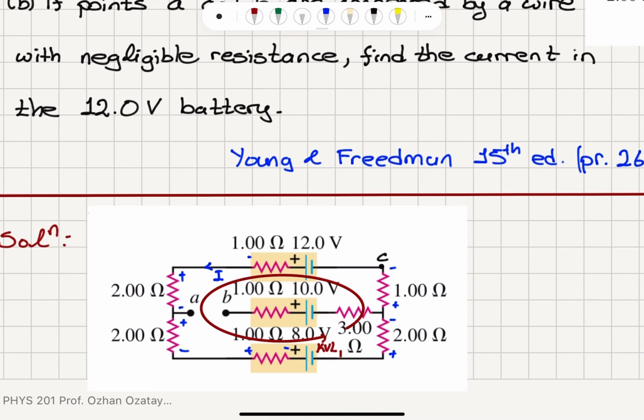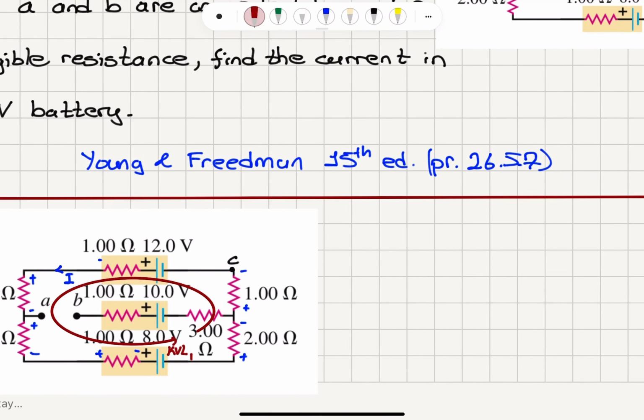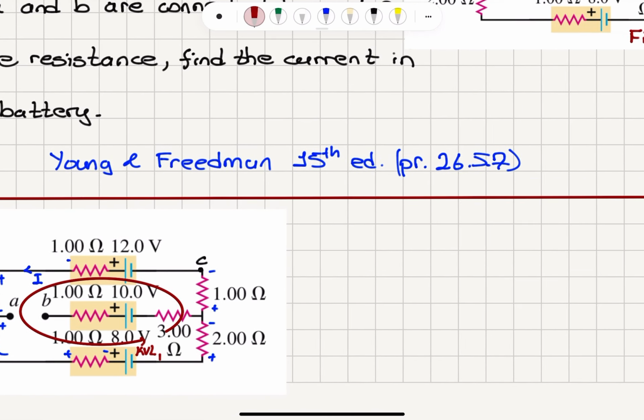And if I complete this loop here, write Kirchhoff's voltage law, then I'm assuming that the current is flowing in this direction. So you can see current flows from positive to negative potential, plus minus, plus minus, plus minus, plus minus, plus minus, and completes. So let's start writing the potential drops at each point.